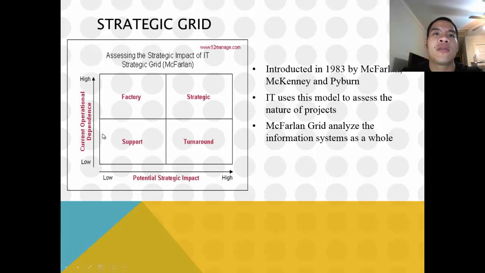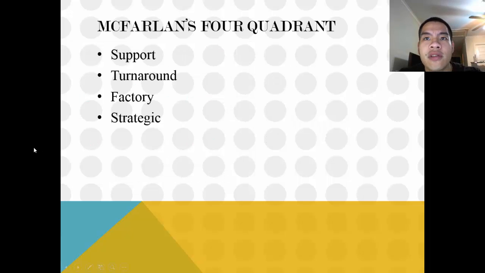Systems that fall into the support quadrant have little relevance and simply support some processes, therefore requiring little IT planning in terms of senior management involvement. Examples of processes in the support quadrant may be payroll, employee management systems, and insurance processing systems.